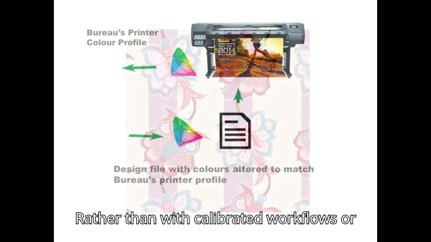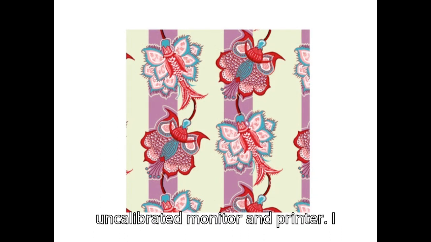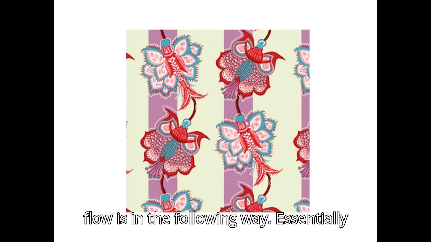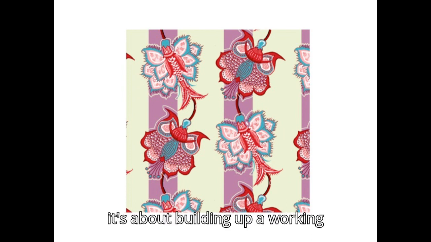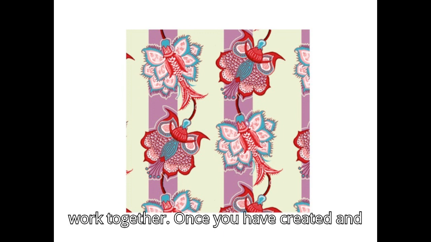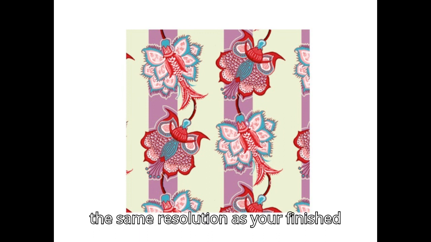Rather than with calibrated workflows or with bureaus, it is more common for designers to work using their own uncalibrated monitor and printer. I suggest a simple way of managing colour flow in the following way. Essentially, it's about building up a working knowledge of how your monitor and printer work together. Once you have created and printed a design, you create a file of the same resolution as your finished design, to the size of your printer's print size, normally A4 or A3.